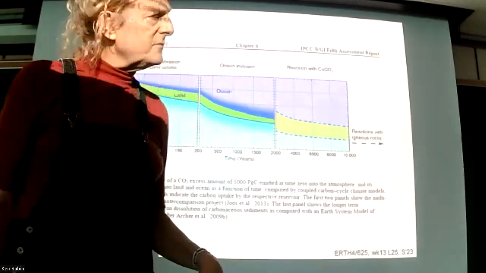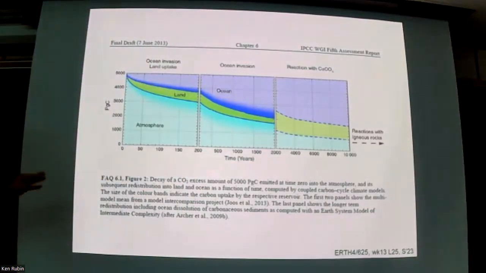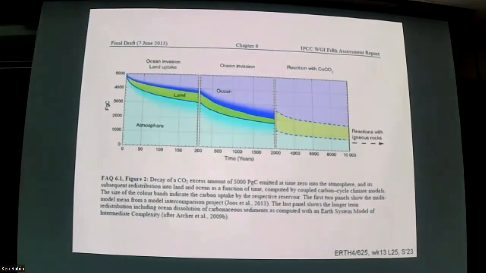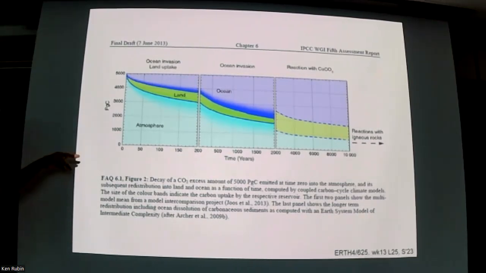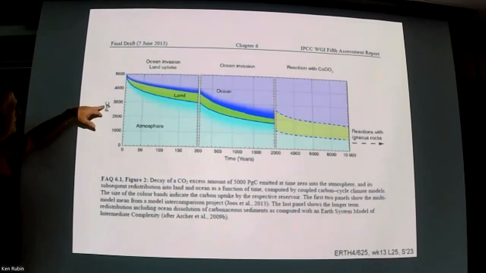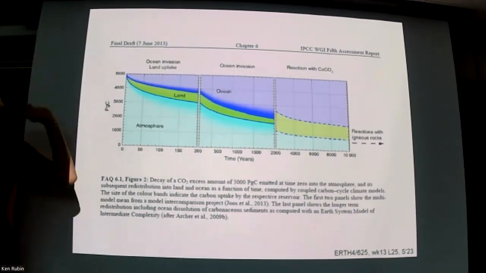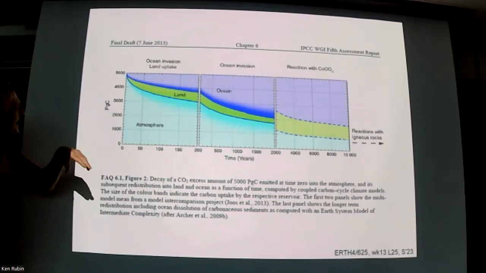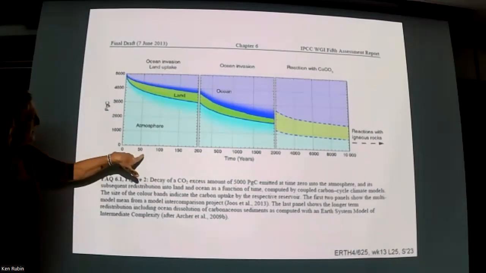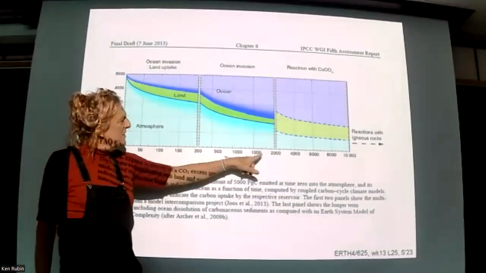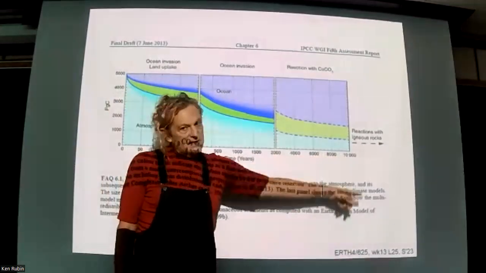So when we put together all the various parameters of how long we think a spike of carbon into the atmosphere will take to re-equilibrate, this plot gives you an idea. This is in petagrams of carbon, sorry. And so you can see here that there's three boxes, 0 to 200 years, 200 to 2,000 years, 2,000 years to 10,000.